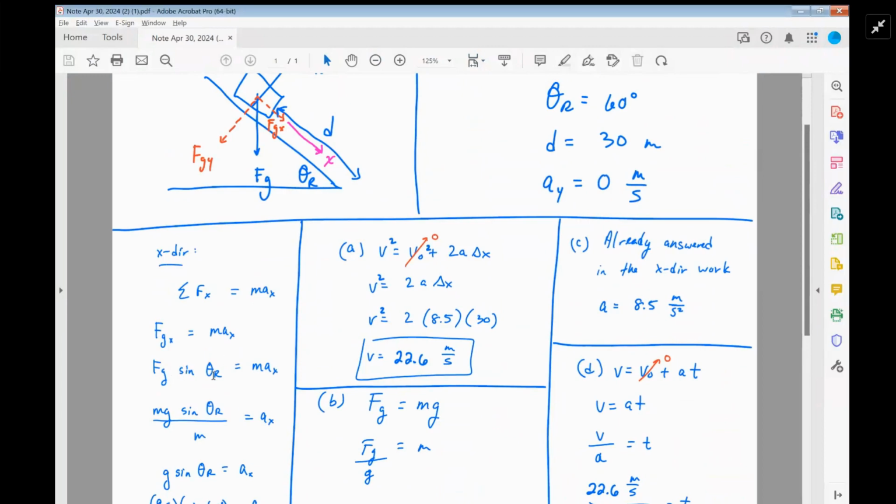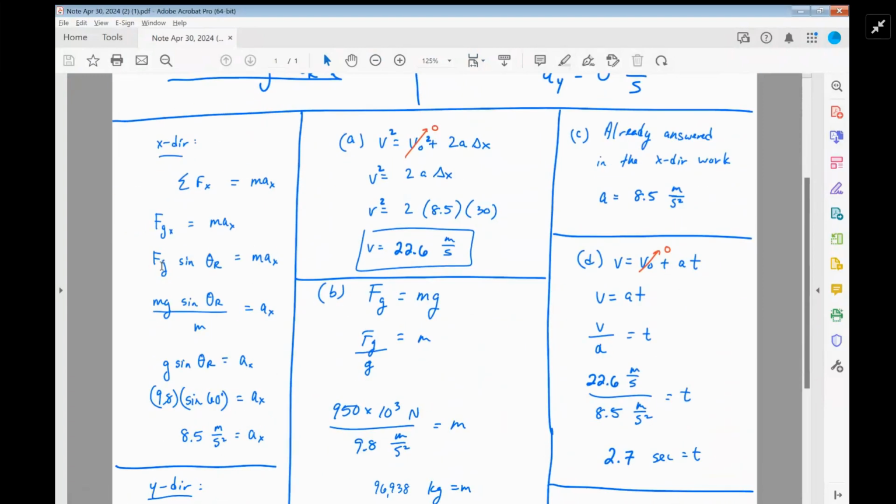So the ramp angle itself is 60 degrees. That's given in the problem. And remember that when you're looking for the x component, you're always going to use sine of the angle itself on an inclined plane. That's different than when you break up your components of a vector normally, where usually you're used to using cosine for the x direction.